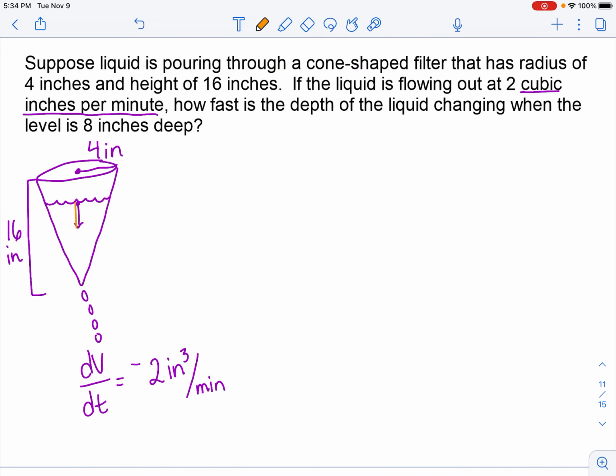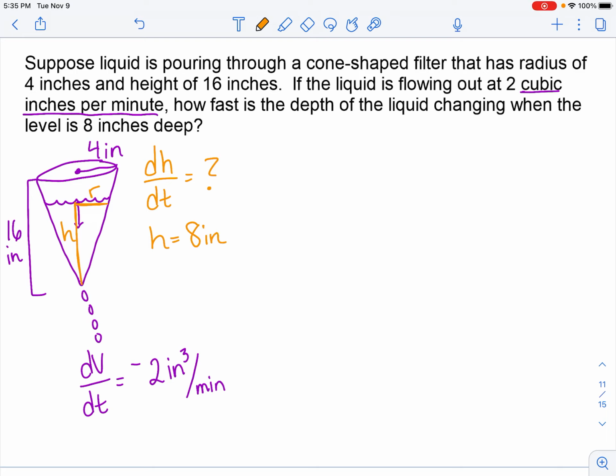The question is, how fast is the depth of the liquid changing? Okay, so let me start drawing in a different color here. How fast is this depth or this height changing? So I'm going to draw radius and height when the level is 8 inches deep. So I'm going to call this r because that's going to be a changing radius, because as the liquid level goes down and down and down, the radius gets smaller and smaller. Okay, so that's a changing r. I'm going to call this h for height, just so I can stick with the formula for the volume of a cone. You could call it d for depth if you prefer, but I'm going to stick with h. All right, the question is asking me, what is dh/dt when the height is going to be 8 inches?